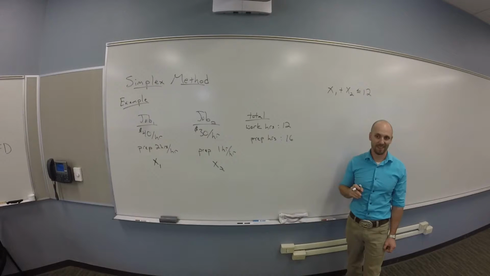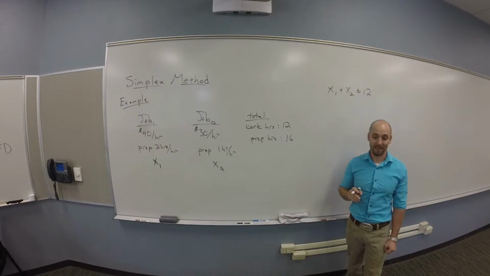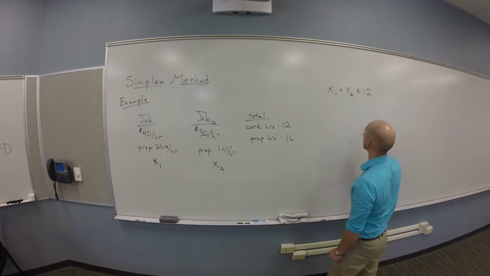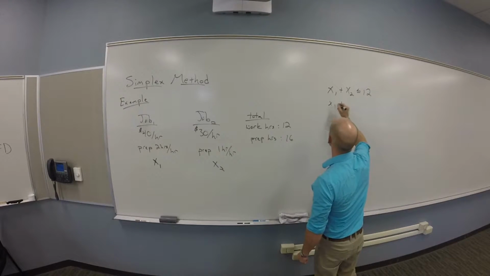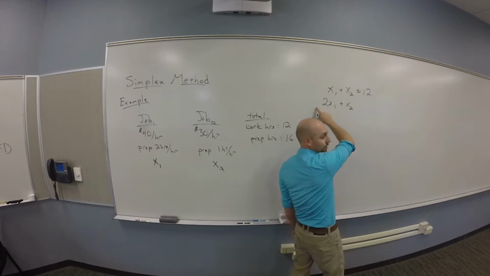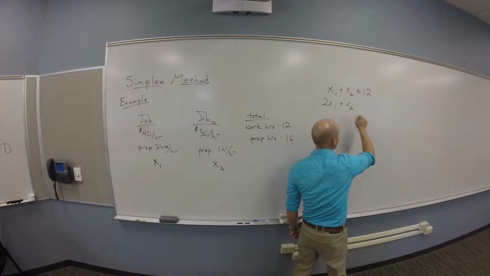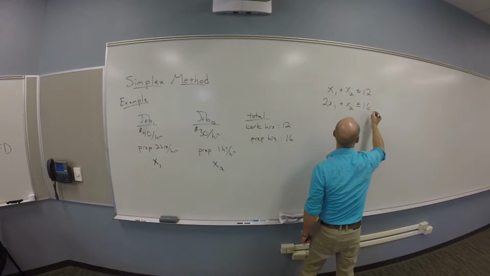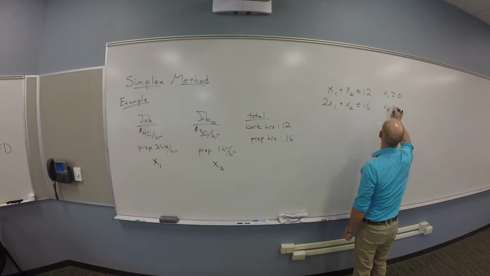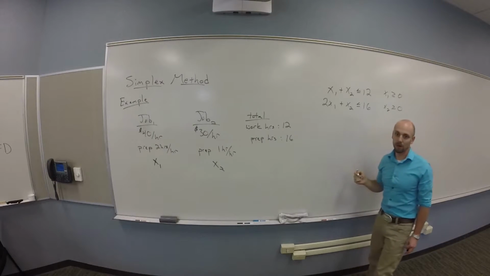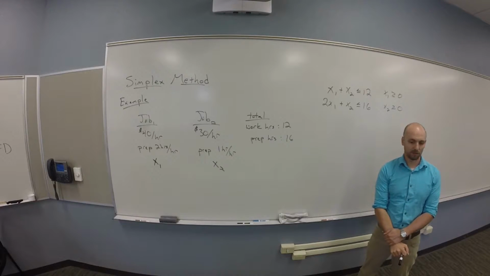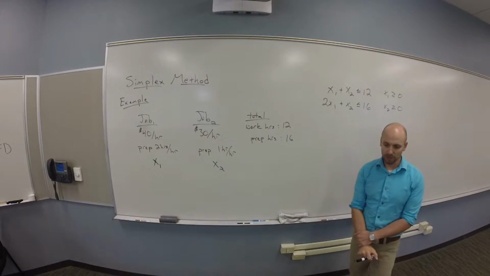What else? x1 plus x2 must be smaller than or equal to 16. How would that work? 2x1 plus x2, right? 2 hours for every x1 hour and 1 hour for every x2 hour. It has to be smaller than 16. Let's write these down. Both have to be bigger than 0. Those are my constraints.